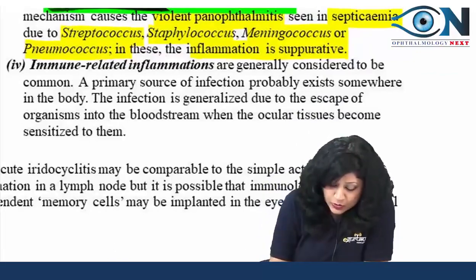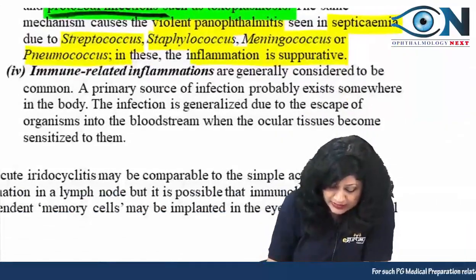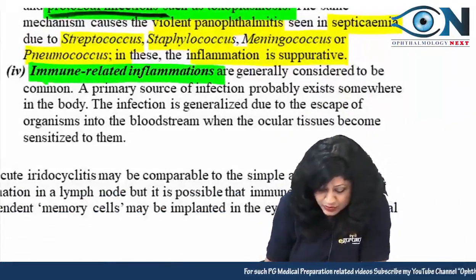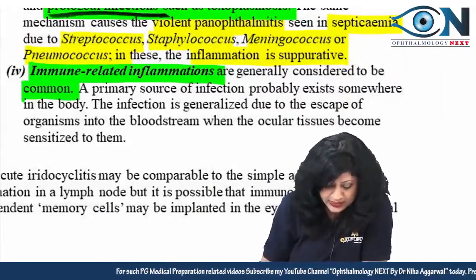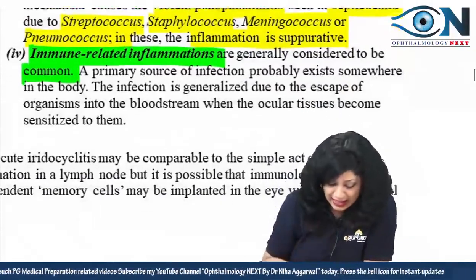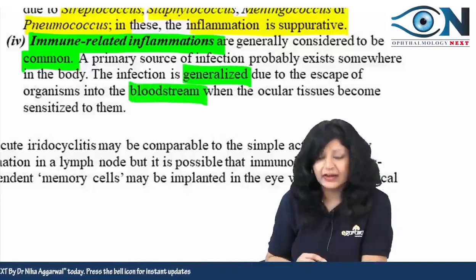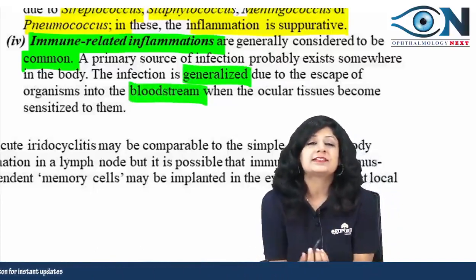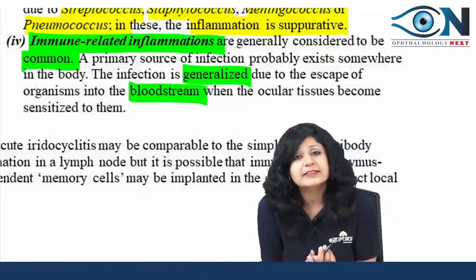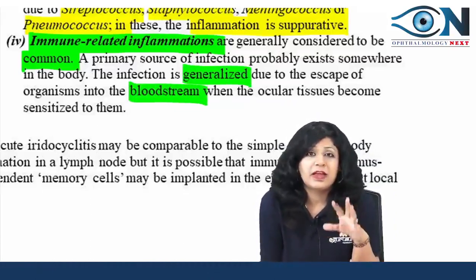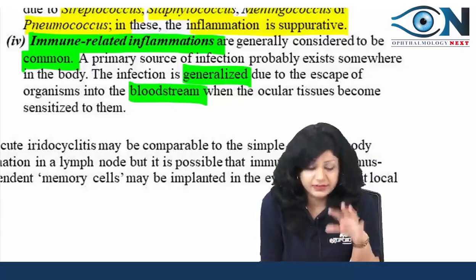Then we can also have immune related things. Immune related inflammations are generally common. A primary source exists somewhere in the body, and this is generalized due to the escape of the organism into the bloodstream, and then there is a sensitization. So yes, we have a lot of routes by which this uveitis can occur, right?